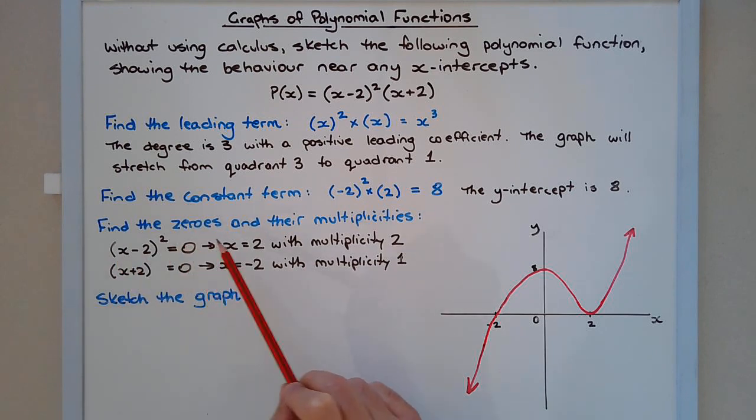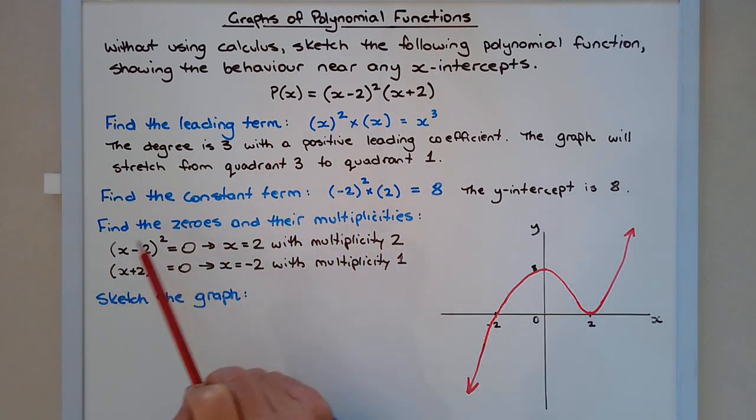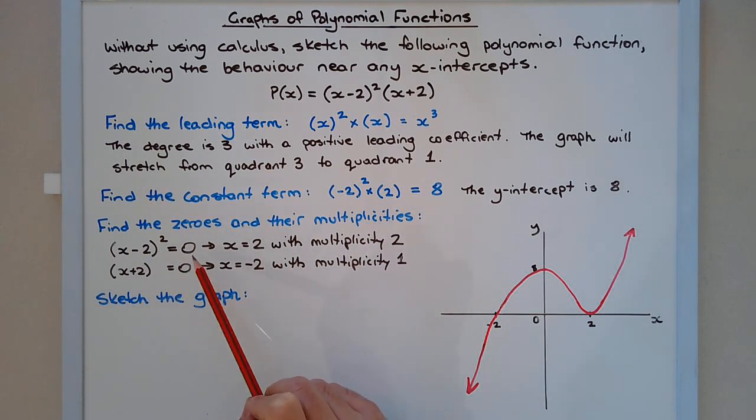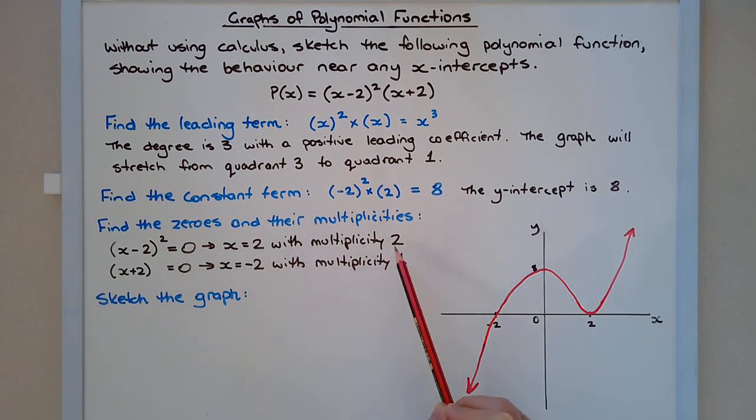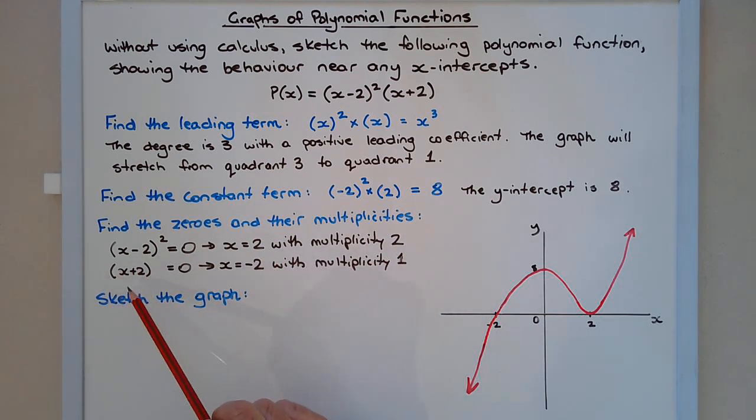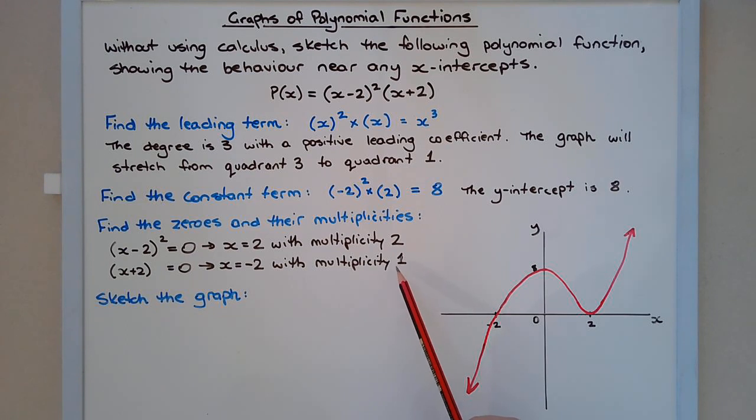Next, we find the zeros and their multiplicities. So the first linear factor, (x minus 2) all squared, we set that to equal 0. We get x equals 2 as our first zero with a multiplicity of 2. And our second linear factor, x plus 2, set that to equal 0. x equals negative 2 is the solution, and it has multiplicity 1. So this is a double zero, this one's a single zero.